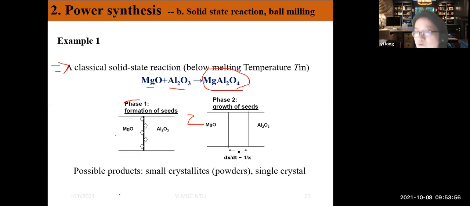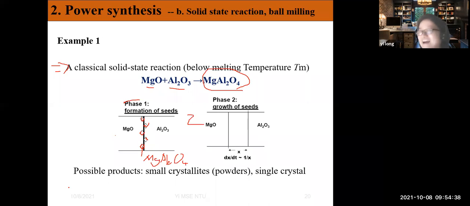Okay, so let's say the one example. You ball mill the aluminum and the magnesium, then you sinter at very high temperature. So you're going to form this seed in the interface between the magnesium and aluminum. This little seed of the crystal here is already magnesium aluminum oxide. Once you mix the magnesium and aluminum very well, they will form an interface. If heated at high temperature, you're going to form this magnesium aluminum oxide.